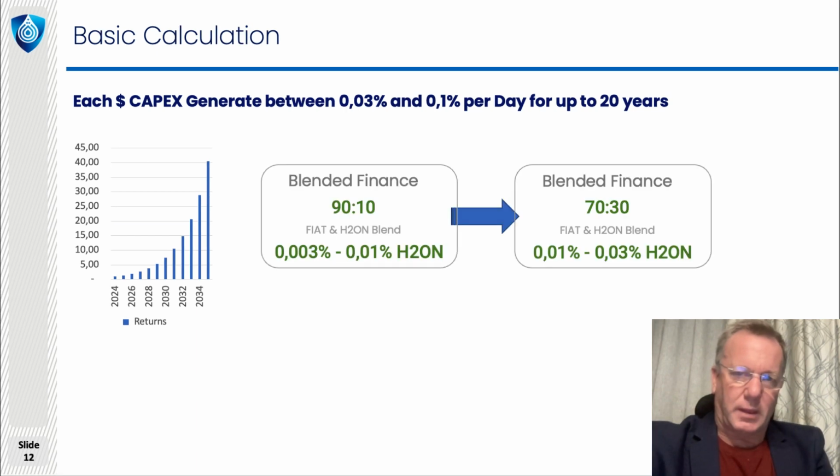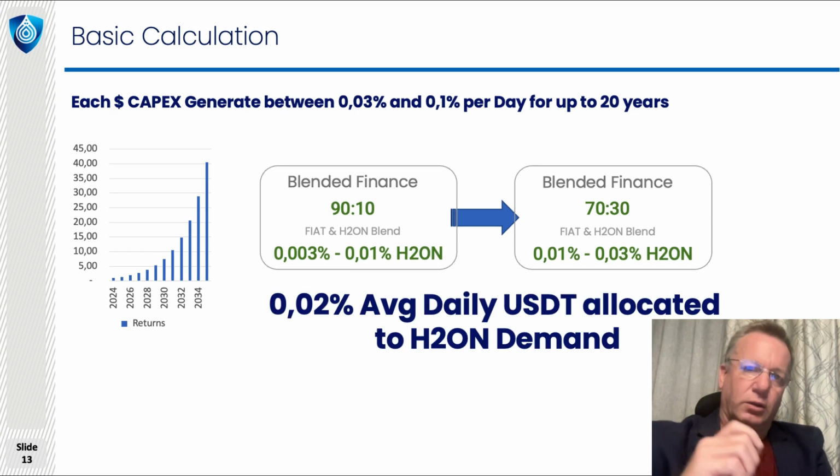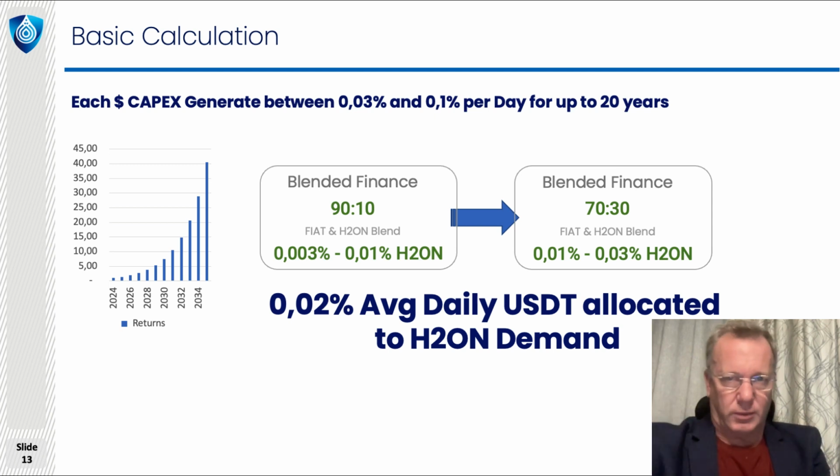giving you a really good return on investment. The second thing that we have to consider is that we use a blended means of finance. That means we are using fiat currency and the H2ON currency. At this stage, our ratio is 90-10, and over a period of time, we want to grow that to a 70-30 ratio. Taking these ratios into consideration, you can use the following formula: roughly 0.02% of the capital value is converted on a daily basis to USDT that is used to purchase H2ON from a decentralized exchange, which gives you the value increase of the token. That is the base formula that you can use.